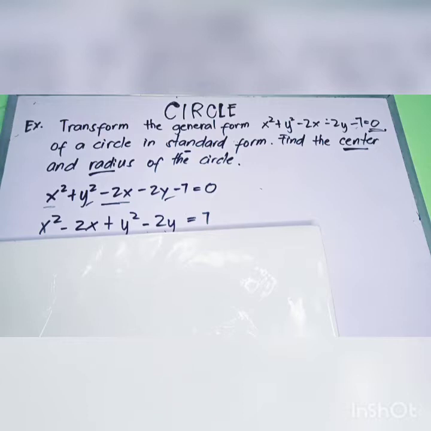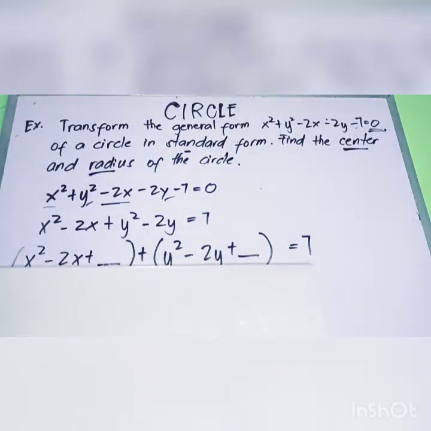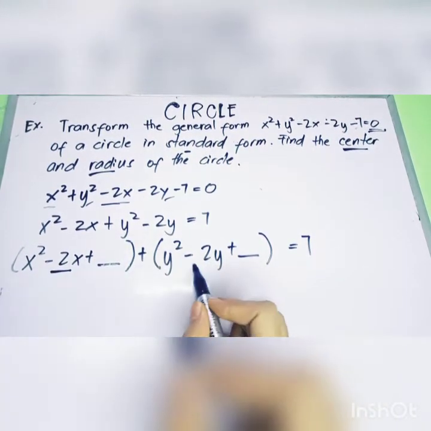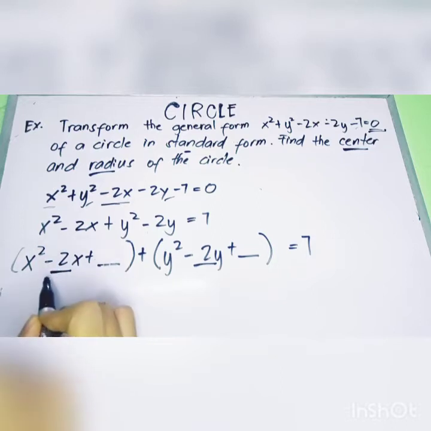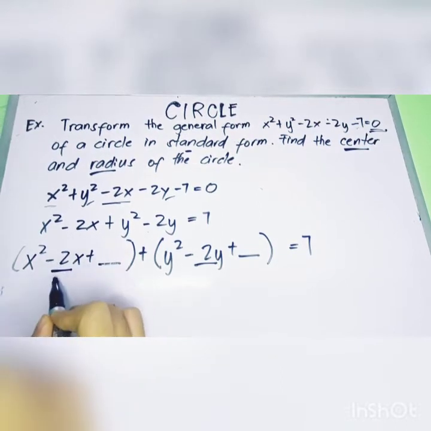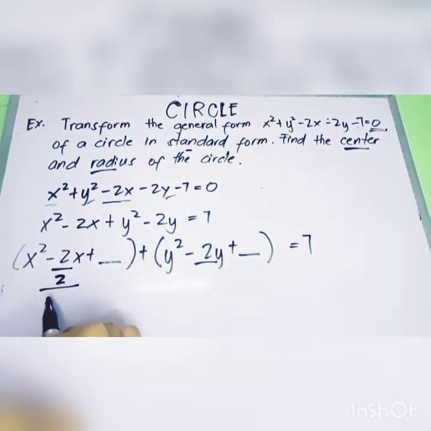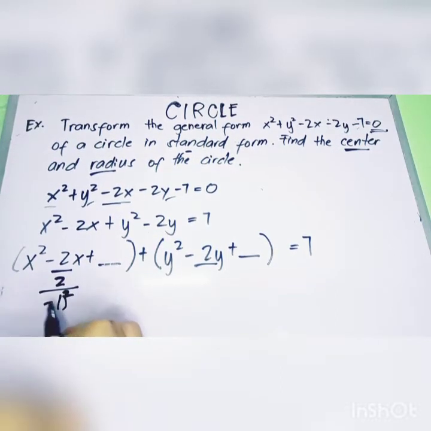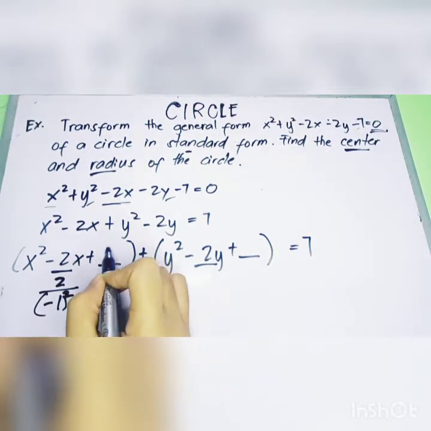Okay, next, after you combine like terms, you have to regroup, completing the square type. Okay, we're going to complete this square. For completing the square, we have to find the third term. To find the third term of each expression, we have to divide the middle term by two. Okay, so divide this one first. So we have negative 2 divided by 2 is equal to negative 1. Okay, after you divide, you have to square the answer. So therefore, negative 1 squared is equal to positive 1.